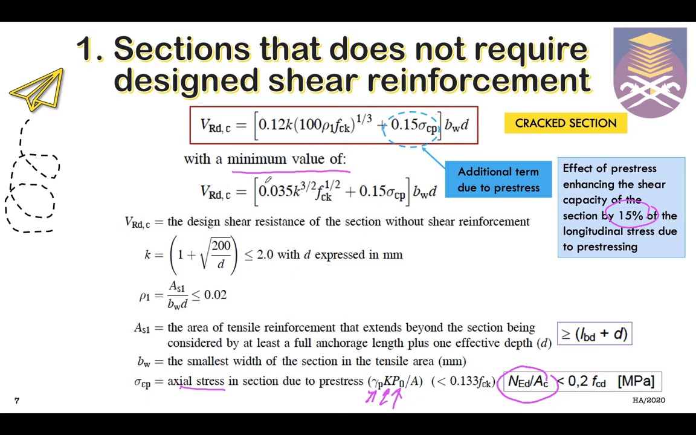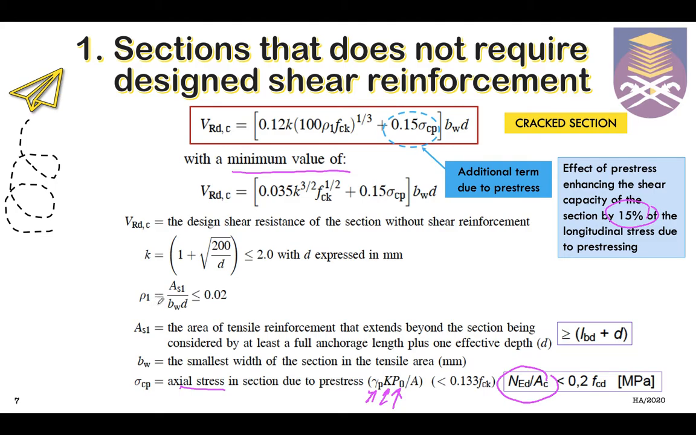Whereas we are going to compare these two values as well. In the equation we also have the term K, and we also have rho L. As for the term K, we can calculate it using this, and it is limited to 2, so the value should not be more than 2.